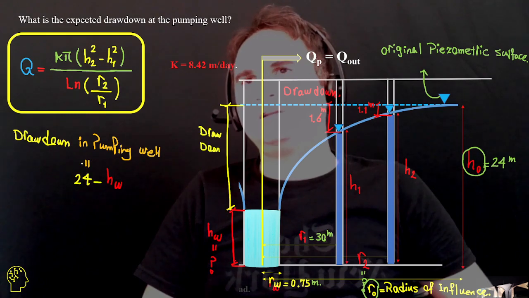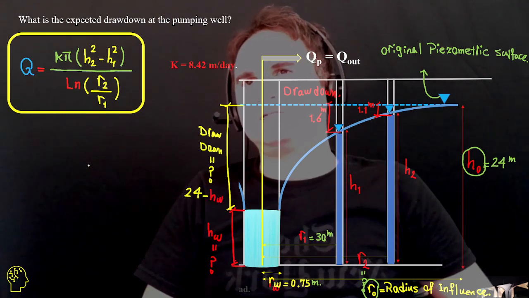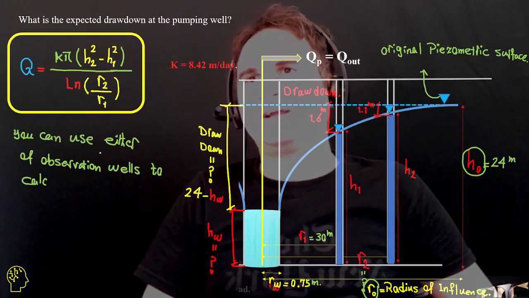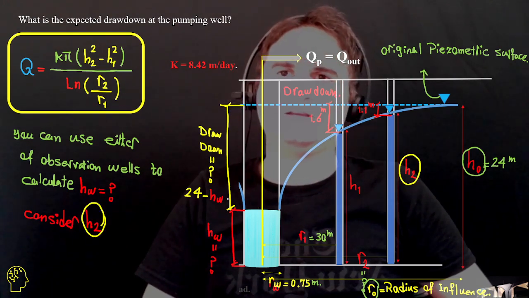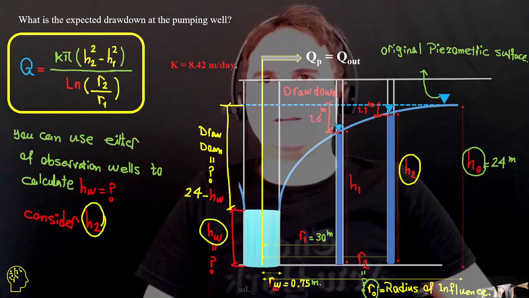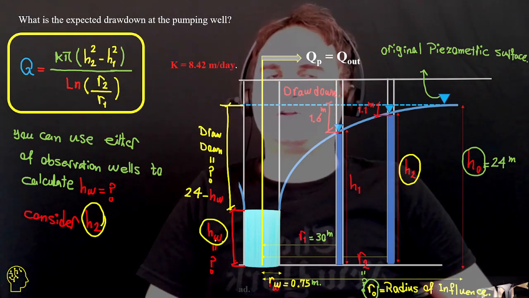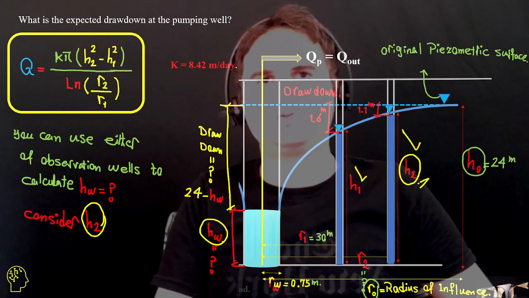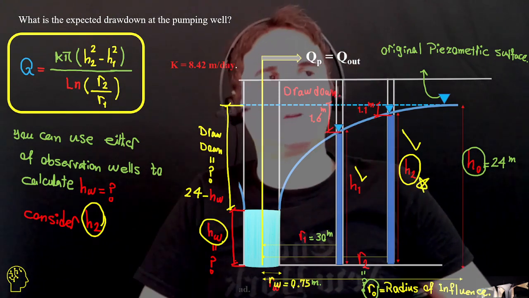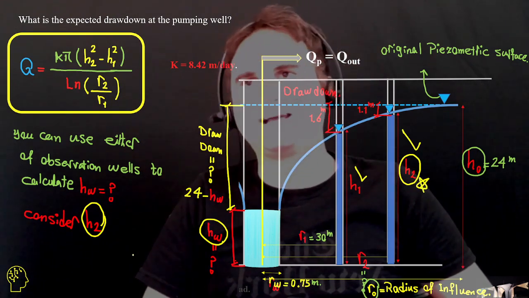For doing this part, you can use either of the observation wells to calculate the height. So for calculating H of W, you can use either of H1 or H2. We just use H2. You can use the other one. It gives you the same exact answer.